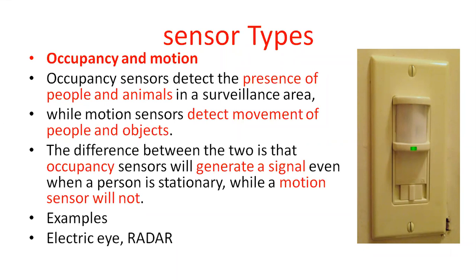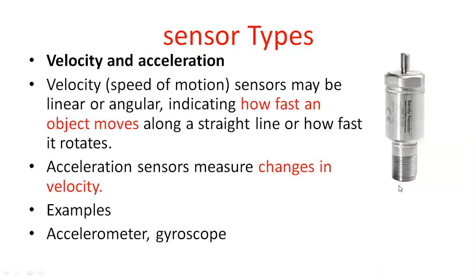For example, electronic eye and radar, these two are occupancy and motion sensors. Here, this is an occupancy sensor. Next, the velocity and acceleration sensors. Velocity, in this sense, means the speed of motion.